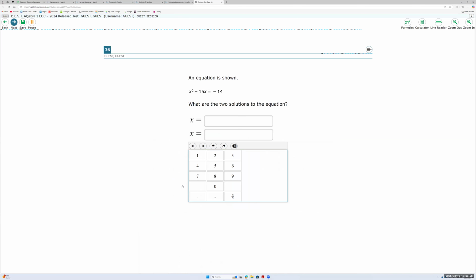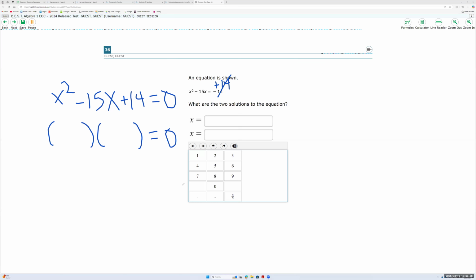Okay, in this equation, we're going to solve by factoring. I need to make it equal to 0. So x squared minus 15x. To make that equal to 0, I need to add 14 to the right side and to the left side. And 14 minus 14 is 0, so I write it like that. Now I need to factor this, and in order to do this equal to 0, I need two factors of 14 that when I add those two factors, they give me negative 15.